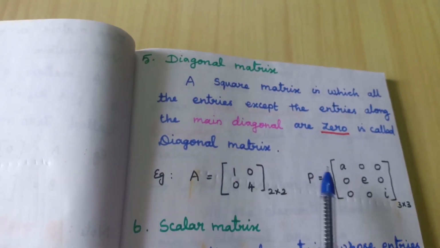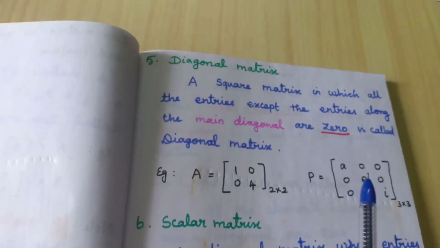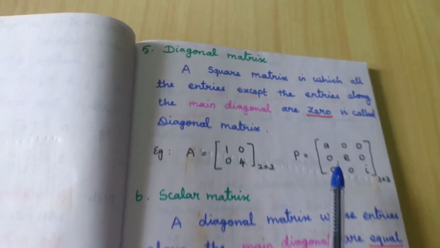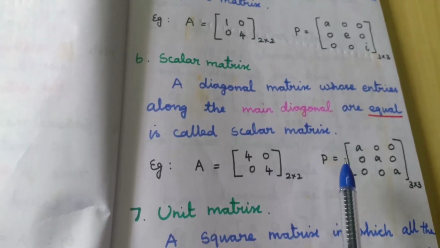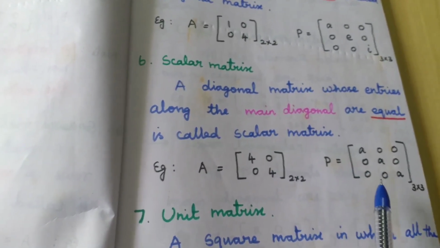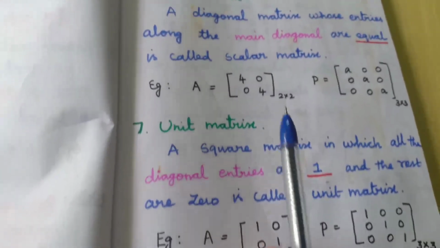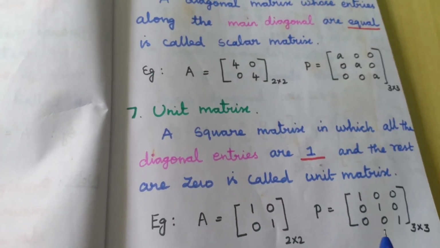Diagonal matrix, except the main diagonal, the remaining elements are 0. Scalar matrix, the leading diagonal elements should be equal. Unit matrix, the leading diagonal elements should be 1.